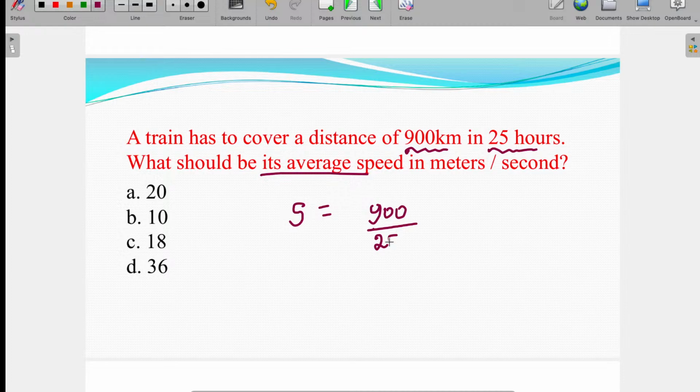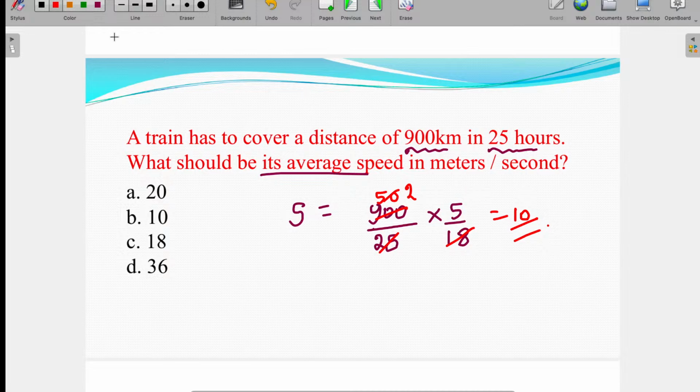But here distance is in kilometer, time is in hours. I will get a kilometer per hour answer. But I want meter per second. How to convert kilometer per hour to meter per second? I have to multiply it by 5 by 18. If I solve this, 18 ones are 18, 18 5s are 90. Again 25 ones are 25, 25 2s are 50, then 2 into 5, 10 meter per second. Your answer will be 10 meter per second.